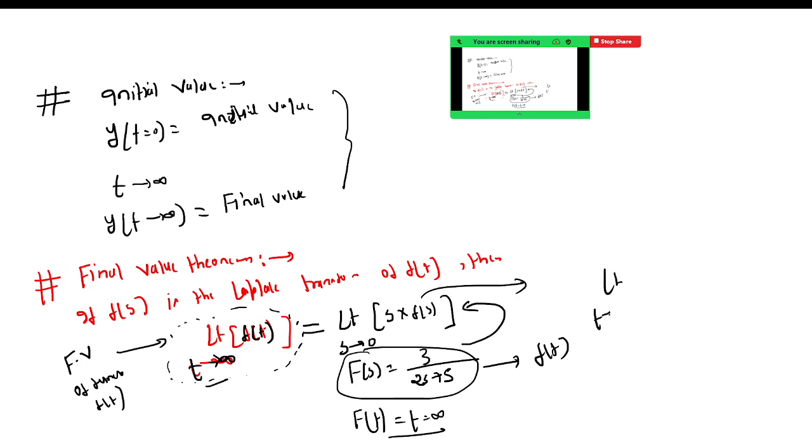So limit t tending to infinity f(t) equals limit s tending to 0 of s into 3 upon 2s plus 5. Fine. If I substitute s equals 0, this will be equal to 0. So the final value of this function will be 0. Again, you avoid calculating the Laplace inverse of this function, that is f(t). The final value theorem gives you the flexibility to directly calculate the final value of any function from the s domain only. You don't have to convert the s domain into the t domain and then substitute t equals infinity. I hope these things are clear to all of you.